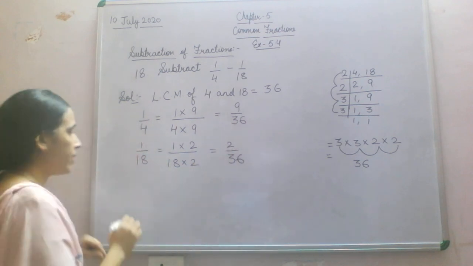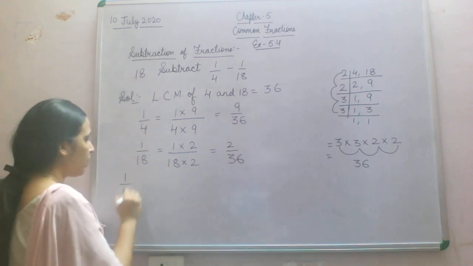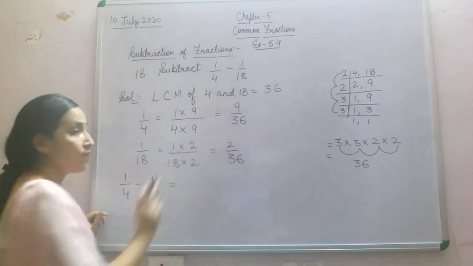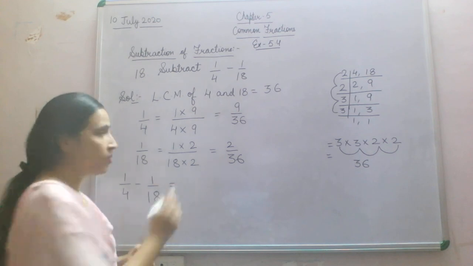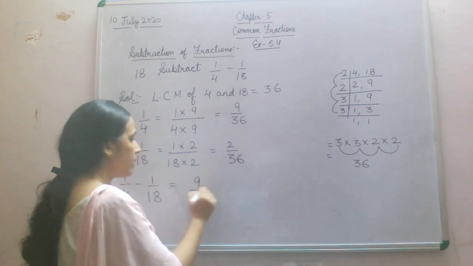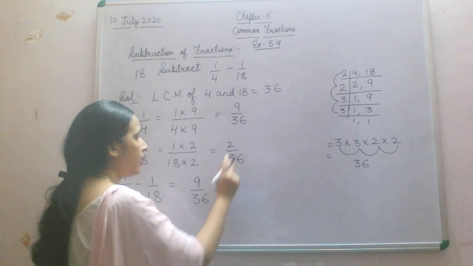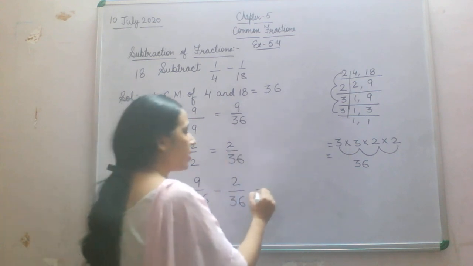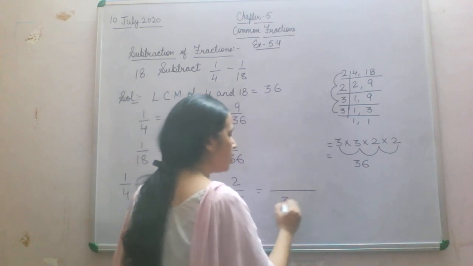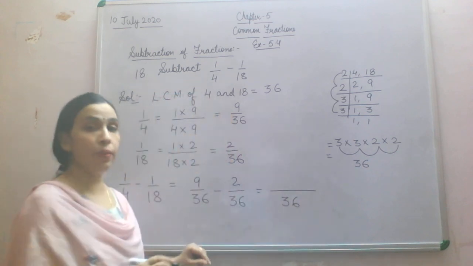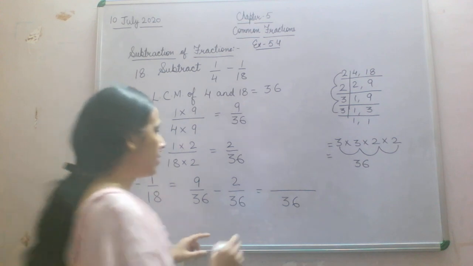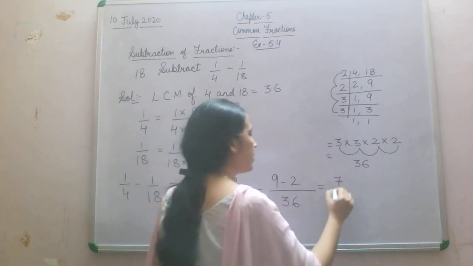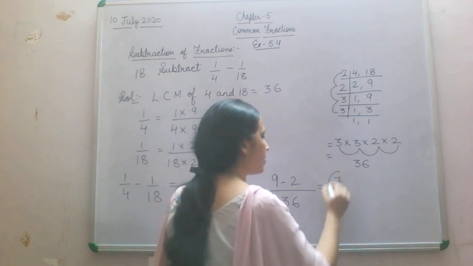Now what is the next step? The unit fractions which have been given to you, you will replace with the like fractions which you have converted. Now we'll write 9 by 36 minus 2 by 36. So now we will write the denominator only once because we have the same denominator in both fractions. Now 9 minus 2. We'll get 7 by 36 as the answer.